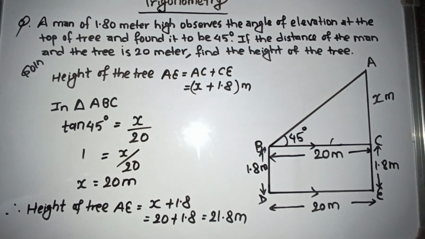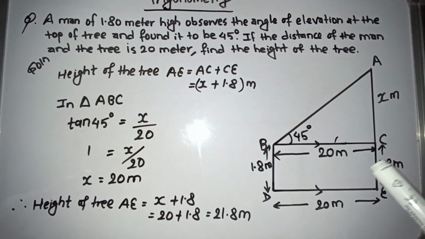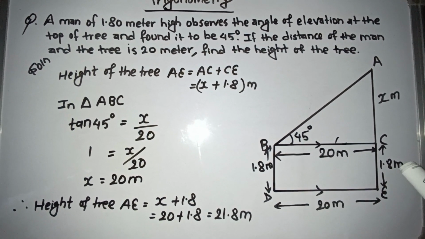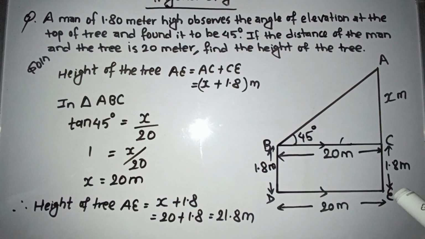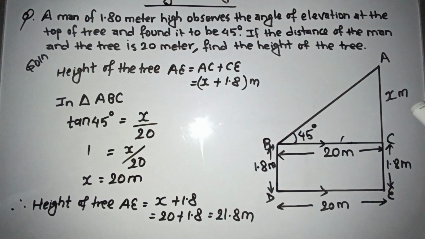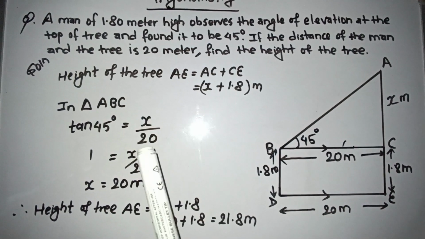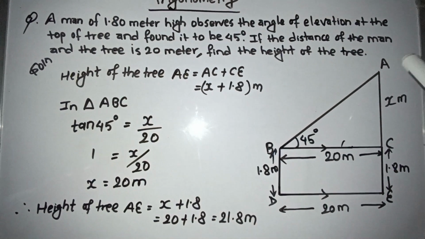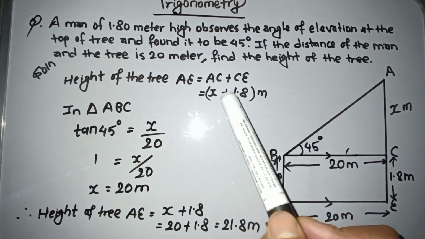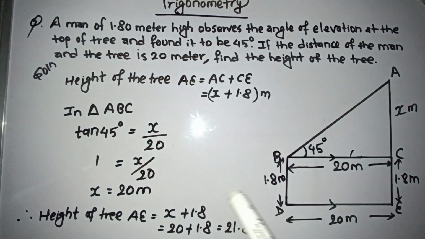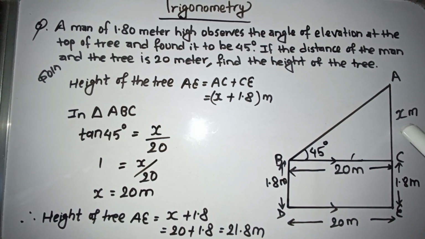In the question, we need to calculate the height of the tree, and we are given that the height of the man is 1.8, and this height of the man BD is equal to CE, that is 1.8, and this remaining portion we suppose x meter. AE is the height of the tree, and we have AC plus CE, that is x plus 1.8 meter. And this is the base and this is the perpendicular.